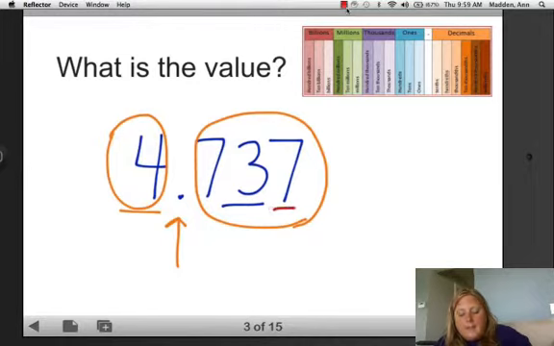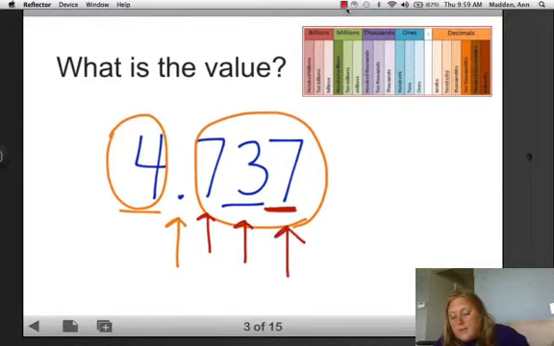I need to find the last digit and where that digit ends. Let's look. This is the tenths. This is the hundredths. This is the thousandths place value right there. It ends in the thousandths. So I would say 737 thousandths. Wherever it ends is the word that you say. So once again, this number is 4 and 737 thousandths.